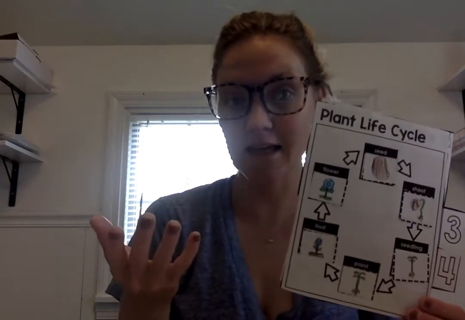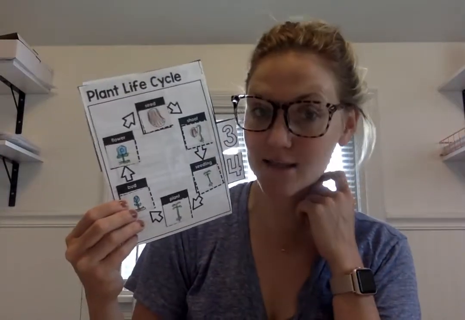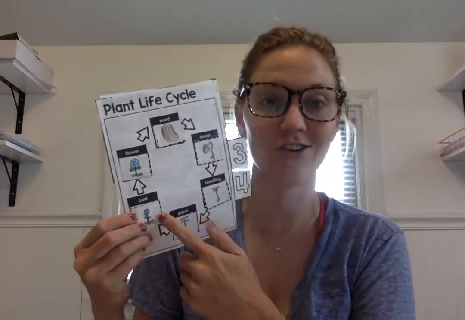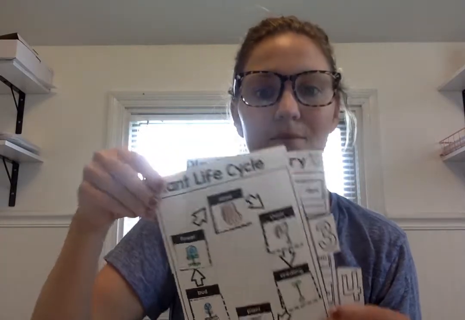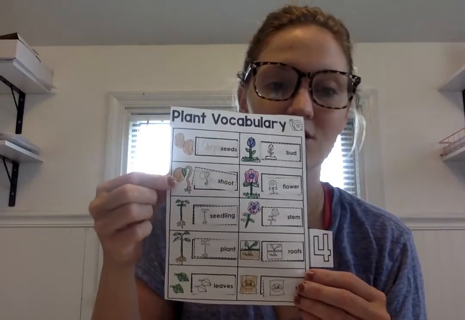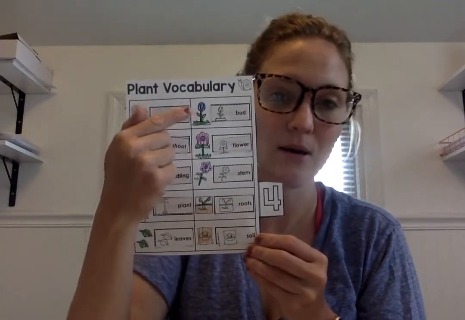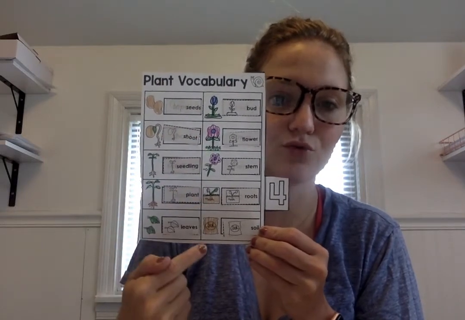Now, if you're outside and you see a plant that has a bud on it, like right now I'm growing daisies in my backyard and some of my daisies are buds. They're not flowers yet. They're still in their buds. Take a picture of them. Send them to me. I'd love to see it. And then yesterday we did the plant vocabulary. Seeds, shoot, seedling, plant, leaves, bud, flower, stem, roots, soil.